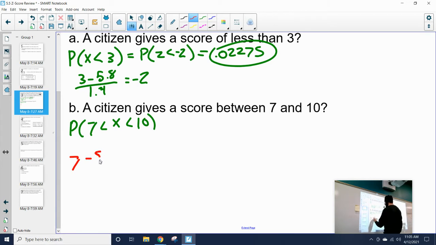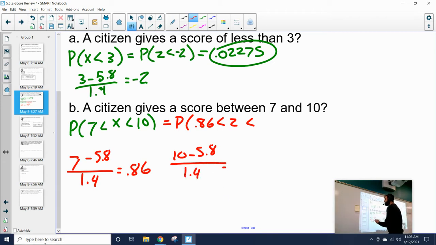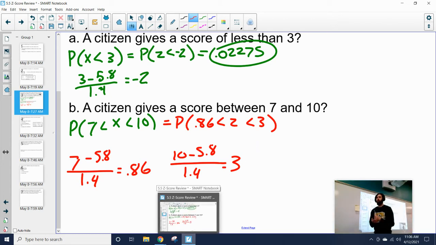7 minus 5.8. We've got to turn this into a Z. Divided by 1.4 gives us 0.86. So 0.86 is going to be the lower value, but then Z has an upper value as well. So let's find that one as well. We're going to do 10 minus 5.8. We have to do it with both of them, divided by 1.4. If we plug that into our calculator, we get just 3, or 3.0. So we need to find 3 and 0.86 in our Z-score table. Now, because it's two values, we're going to take that second value and minus the first value.